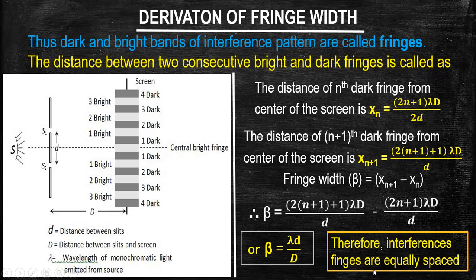The interference fringes are equally spaced. If you calculate the fringe width for the dark region, you get lambda D upon d. If you calculate the fringe width for any two consecutive bright fringes, you get the same value, lambda D upon d. From this expression, we conclude that interference fringes are equally spaced.